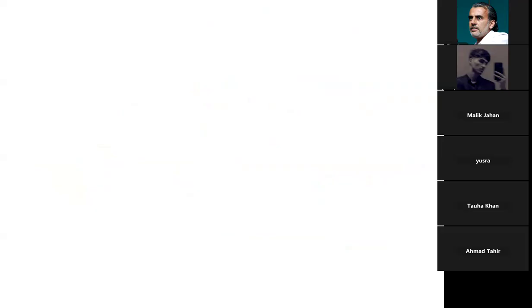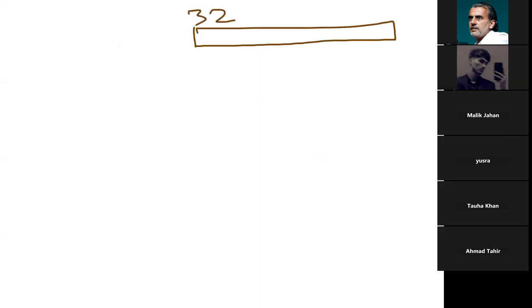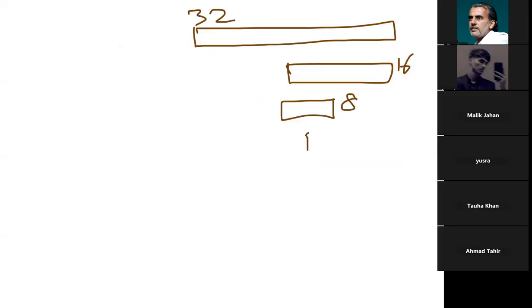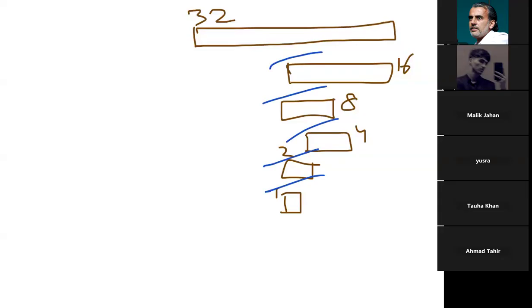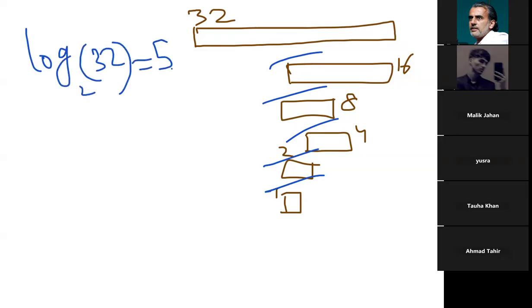Okay, so first think of what log was. Log was that if you have been given some number, so let's say we have been given 32. So we cut it into half, we are left with 16. We cut into further half, we are left with 8. We cut into further half, we are left with 4. We cut into further half, we are left with 2. We cut into further half, we are left with 1. So how many cuts have been made? 1 cut, 2 cuts, 3 cuts, 4 cuts, and 5 cuts. In other words, log of 32 with base 2 is 5.